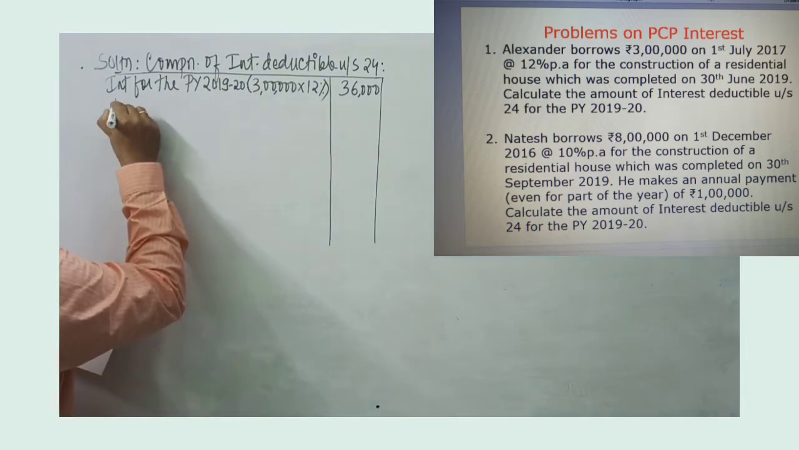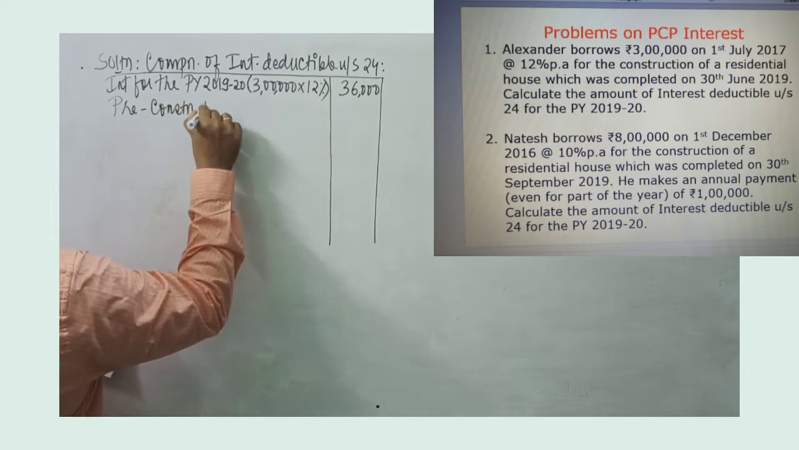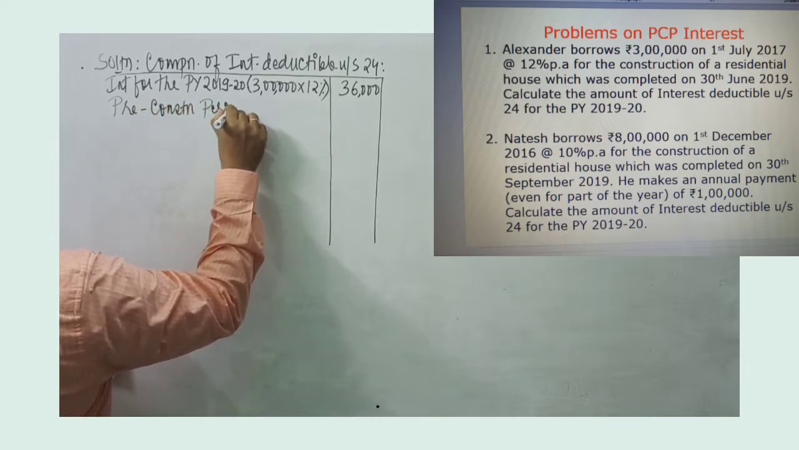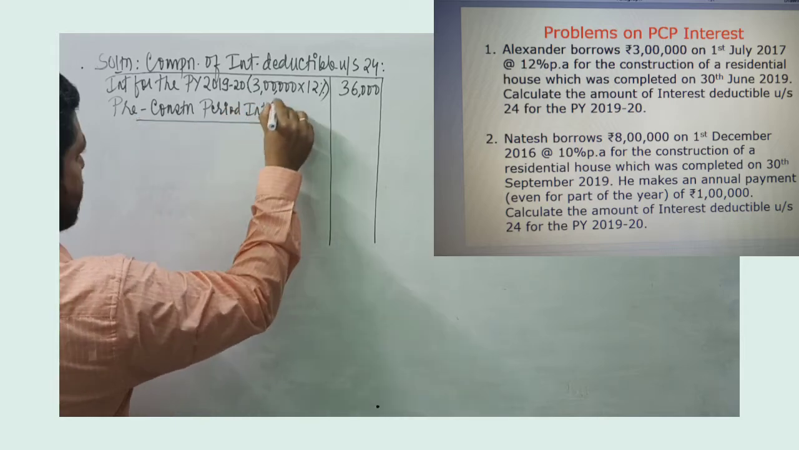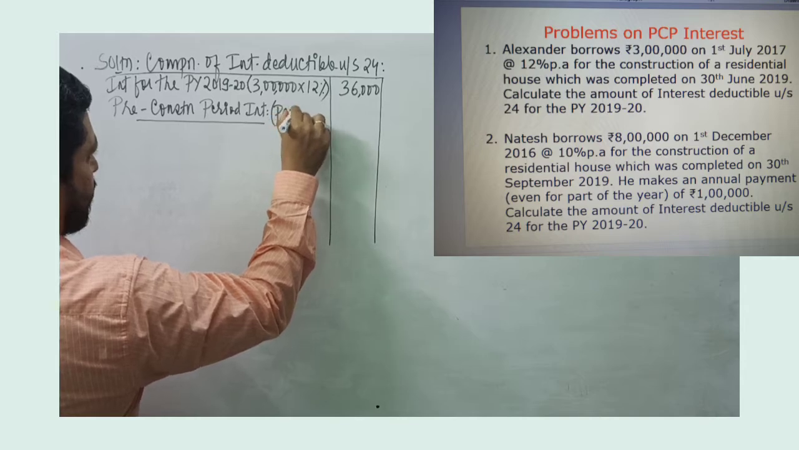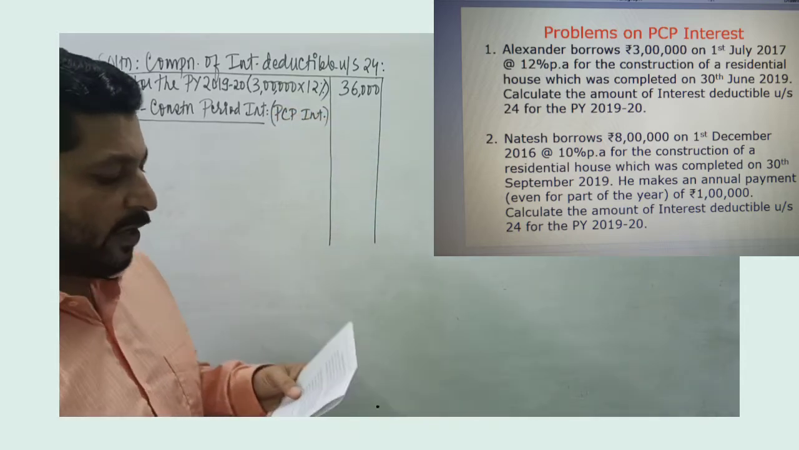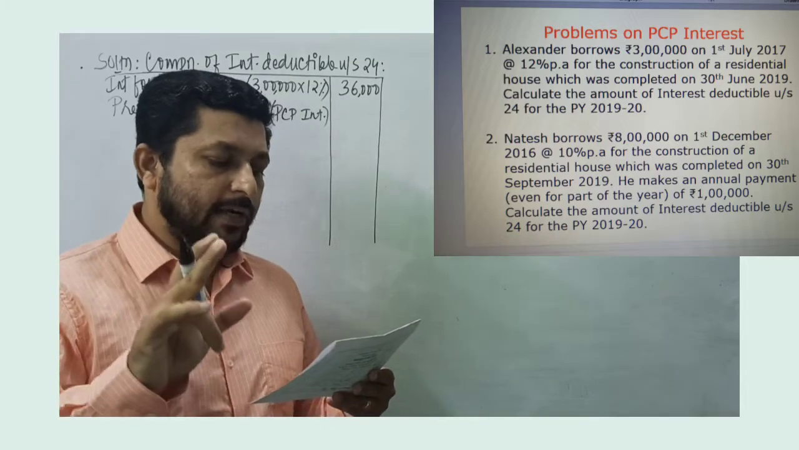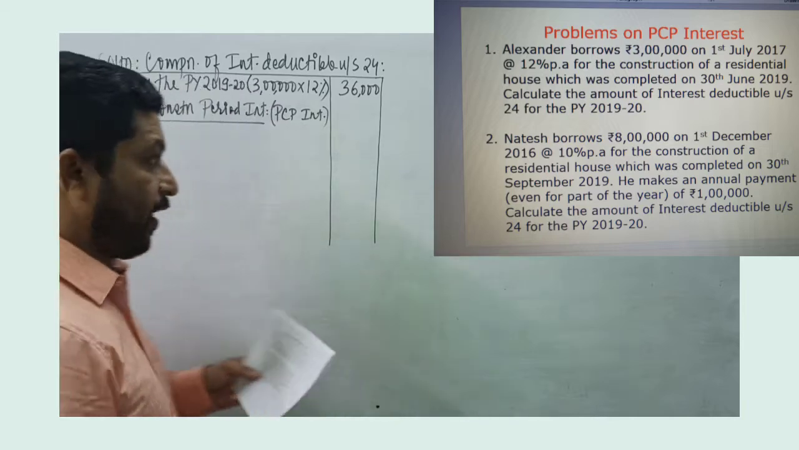Then we talk about pre-construction period interest. In simple terms, I can record that as PCP interest. Now what are the points given in the problem? Alexander borrows rupees 3 lakh on 1st of July 2017.